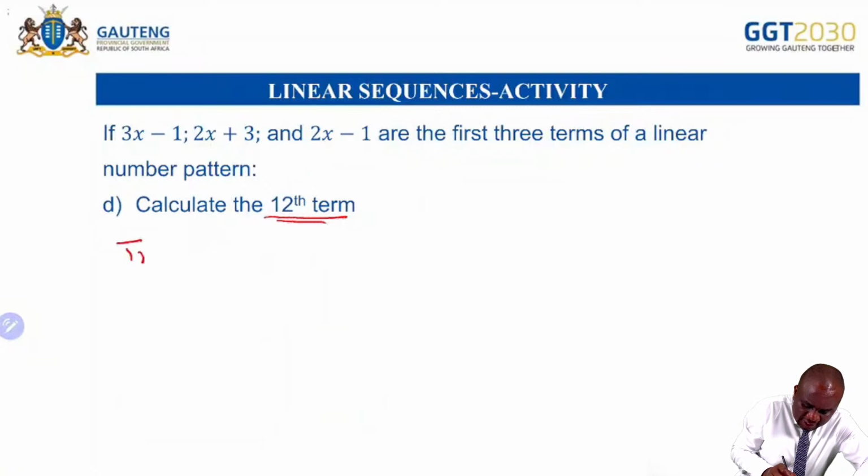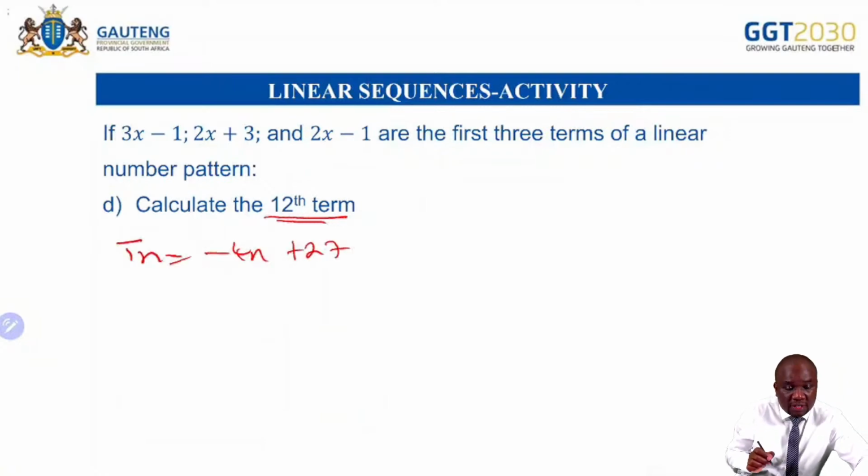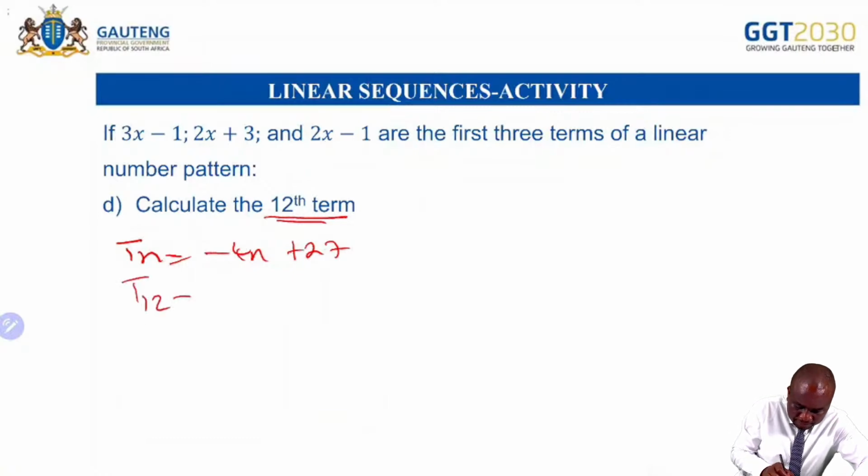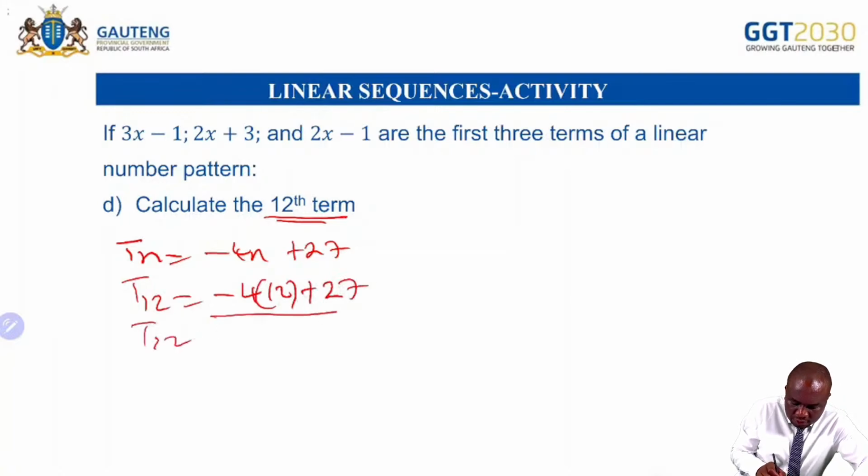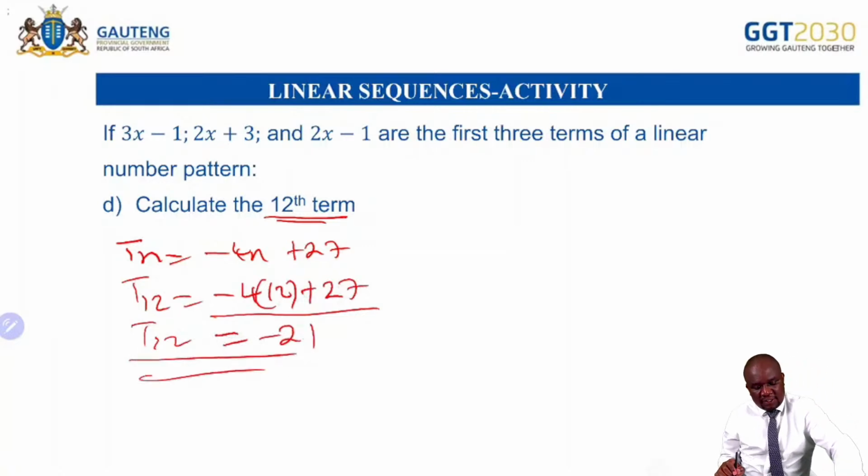We found that Tn is equal to negative 4n plus 27. So now the 12th term is T12: negative 4 times 12 plus 27. You can put this whole thing in the calculator and you'll get negative 21. So term number 12 is negative 21, or negative 21 is the 12th term.